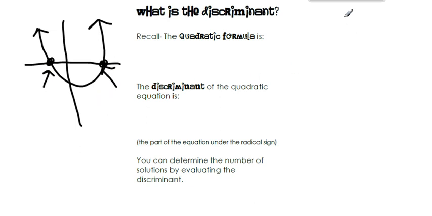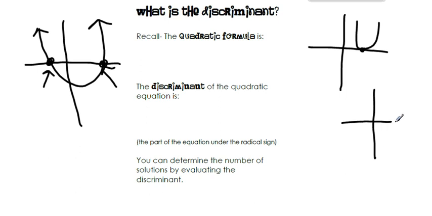There are also times where we will have only 1, because it sits right on the x-axis, and there are also times where we will have none, because it doesn't touch the x-axis at all, okay? And we can tell just by looking at the equation without a graph whether it will have 2, 1, or no zeros by using the discriminant, okay?